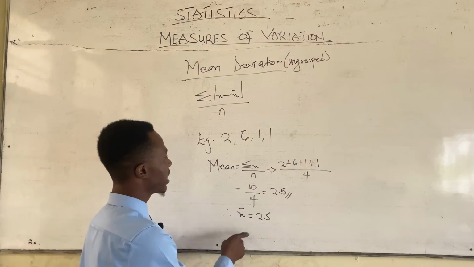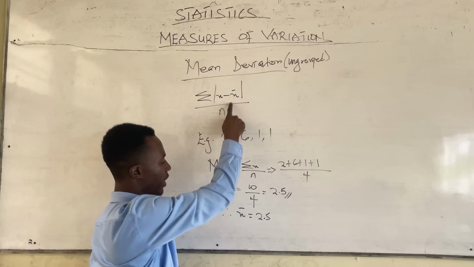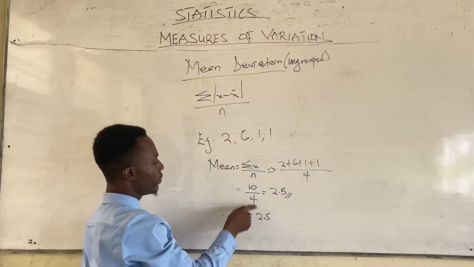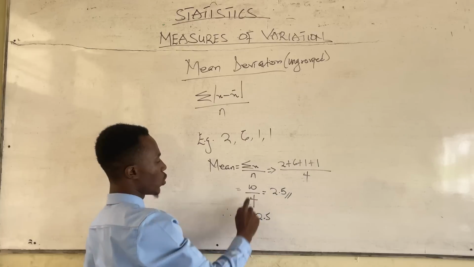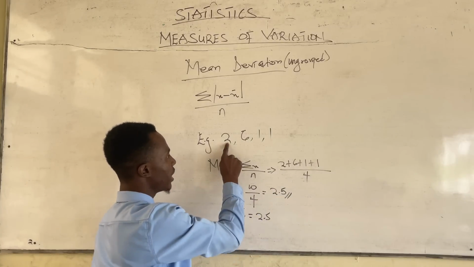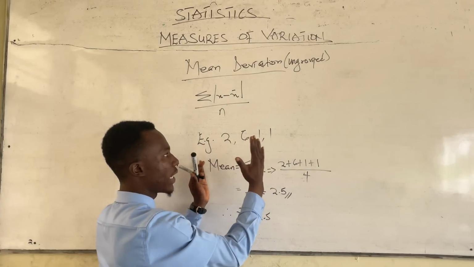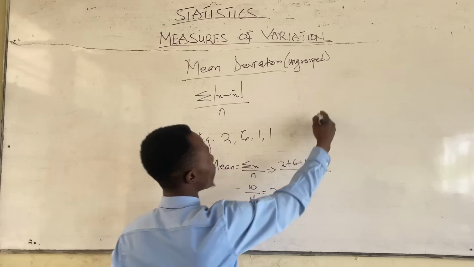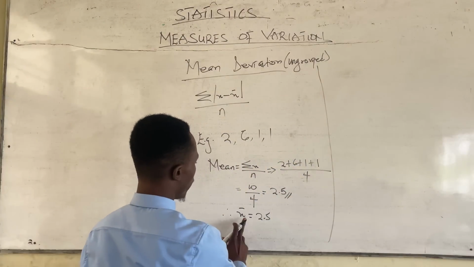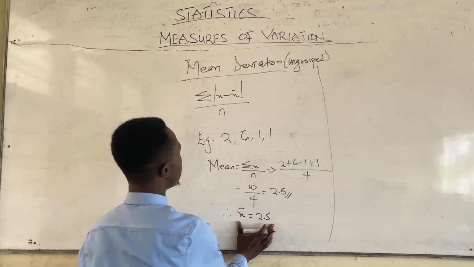So since you have the x bar, you are supposed to deviate the mean from each value of x, and these are the x values. So you have to subtract the mean from each value. When you finish, you add them and you divide by 4. That is all. So we are done with calculating the mean.